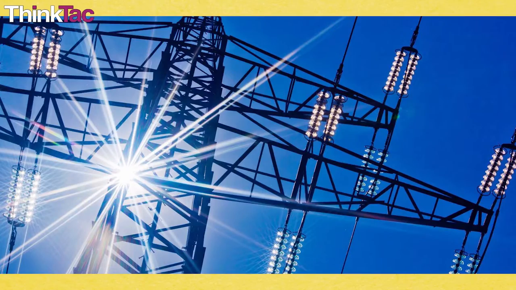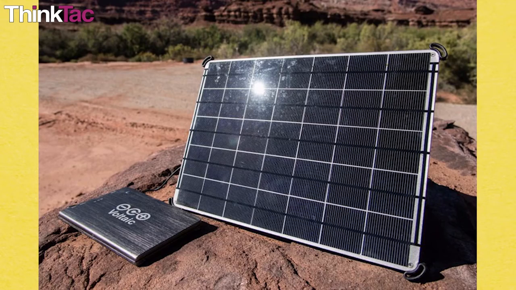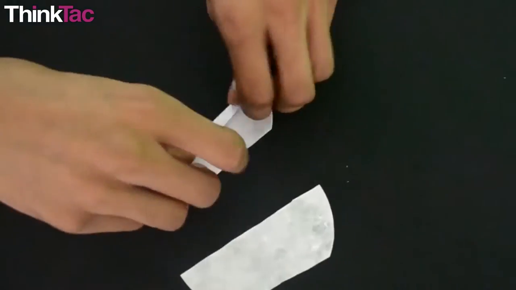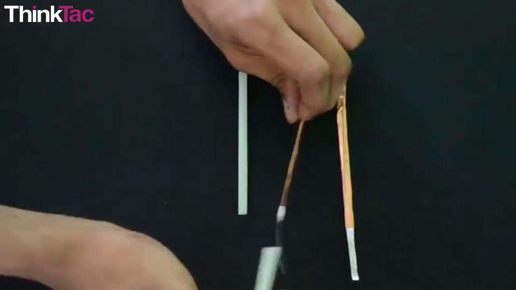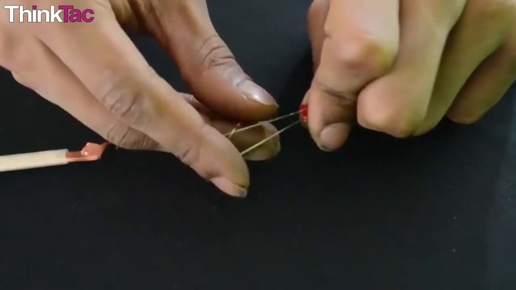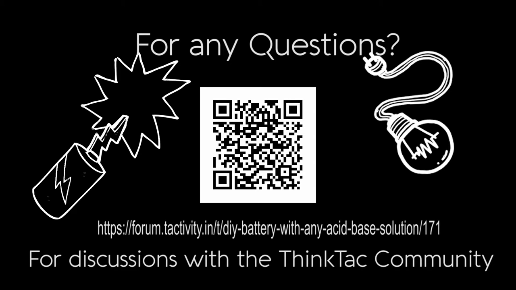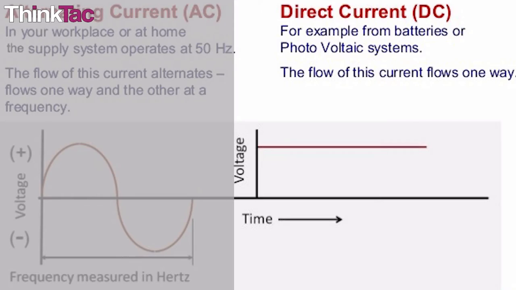The current generated for our grid uses completely different techniques, mainly in the form of electromagnetic induction by the rotation of massive turbines, which are powered by coal, gas, nuclear, hydroelectric, etc. Solar power uses photovoltaic cells for power generation. All these forms of electricity generation produce alternating current, whereas from a voltaic cell we generate direct current.